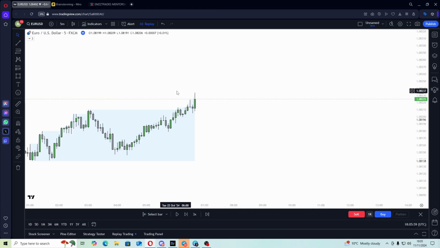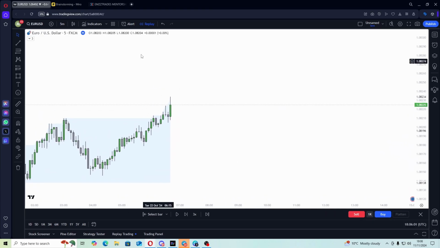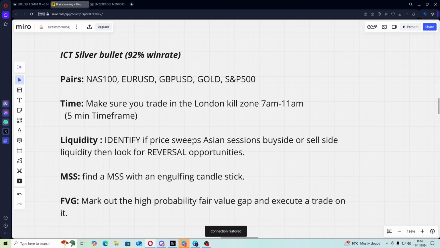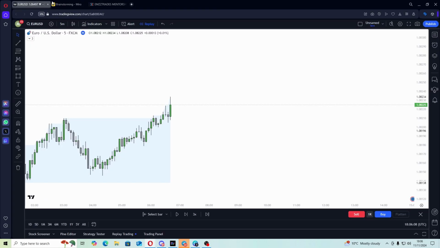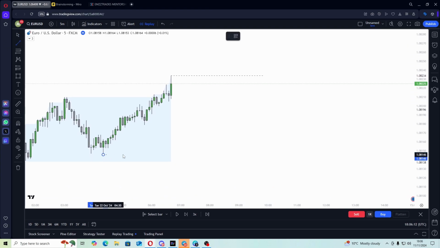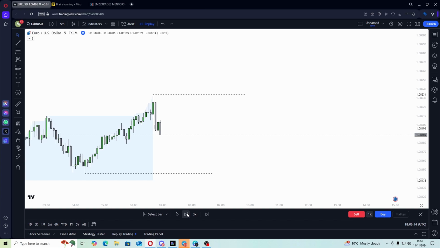So now that we're in the next example, we're going to run through it one more time really quickly. So the first thing we need to do is mark out the highs and lows of Asian session, and we need to identify which side is getting swept, okay? So you can see right here, this is the high, and I'm going to be marking out the lows, which is anywhere here, and we're going to be identifying which side actually gets swept.